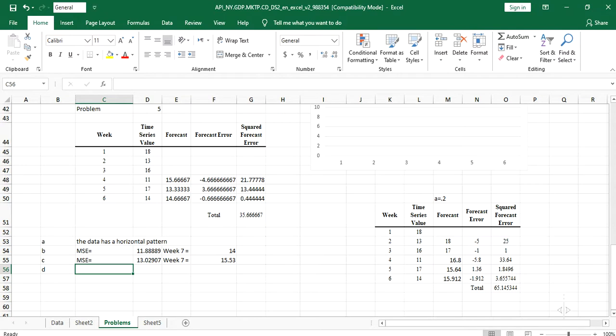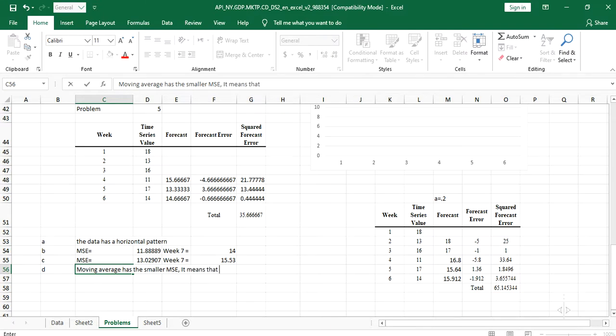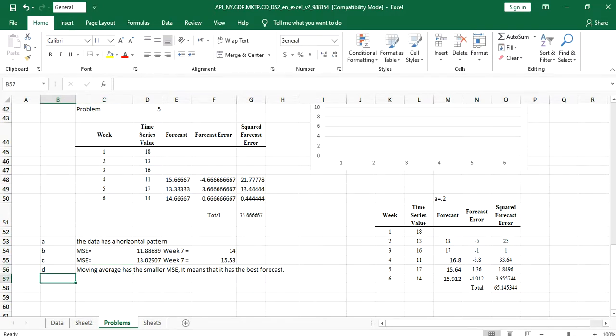Okay, D. Based on the MSE, the moving average has the smaller MSE. It means that it has the best forecast. Yep, that was all. Thanks again for your attention.